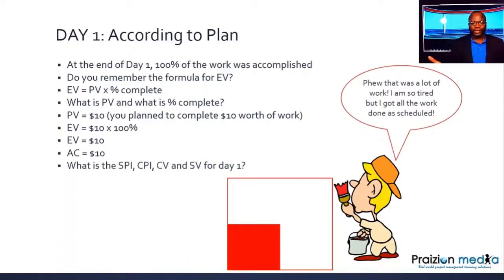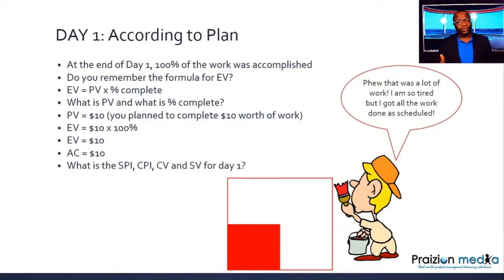So we've got AC given, and the question is, what is SPI, CPI, CV, and SV for day 1? Now let me give you a very quick way of knowing this. Here's the trick. If PV, AC, and actual cost are all the same, did I say that right?